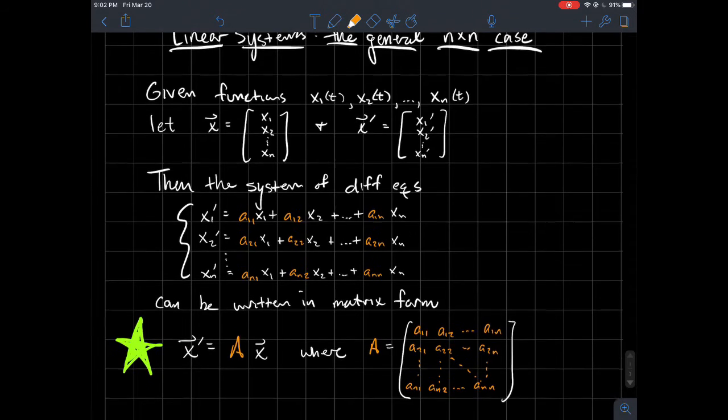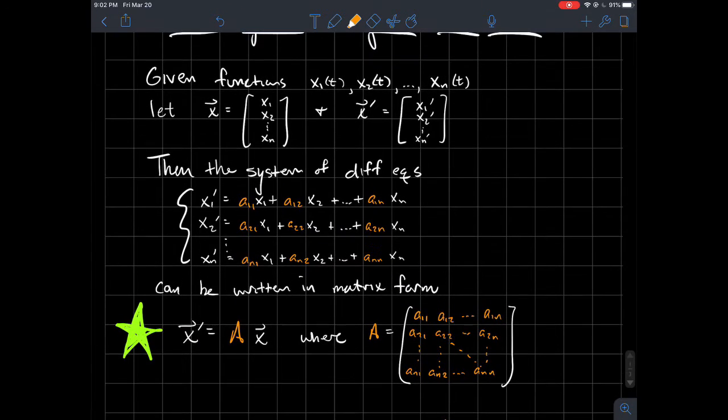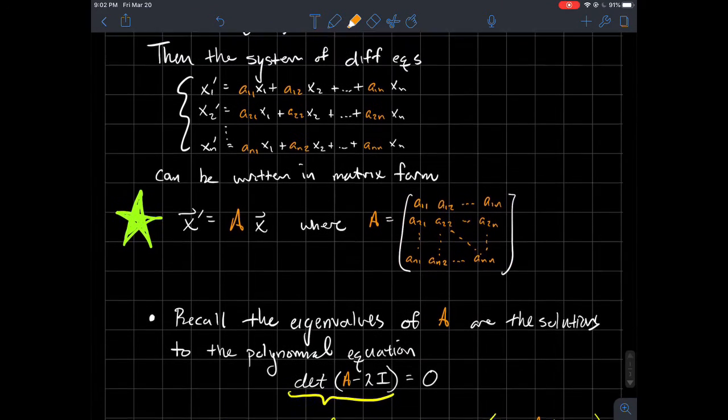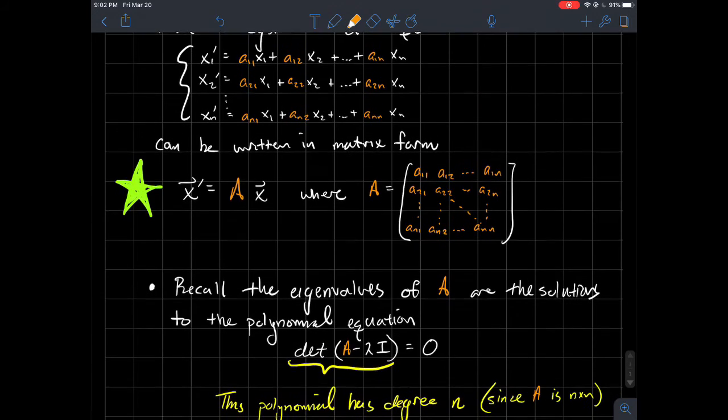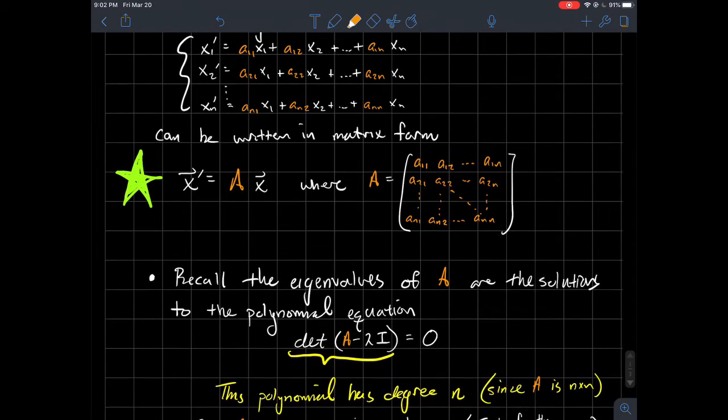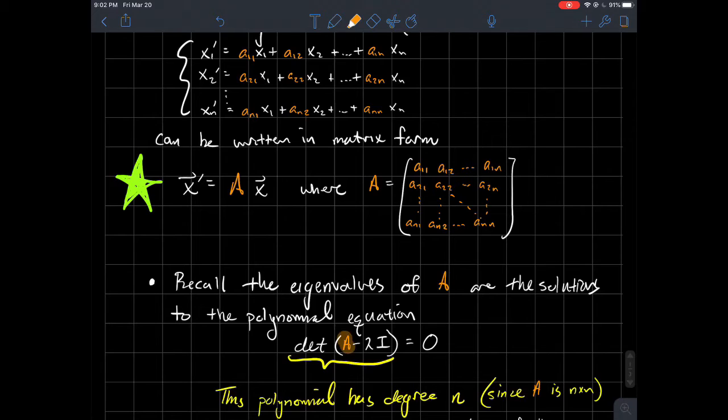So the next thing you want to talk about is, how do we solve that? To set it up, we need to be able to find the eigenvalues of this coefficient matrix A, just like we did before. To remind you, the eigenvalues are the solutions to this polynomial equation, determinant of A minus lambda I equals 0.